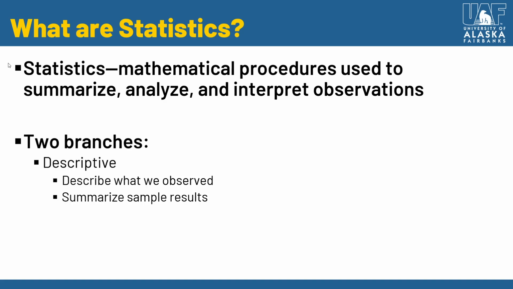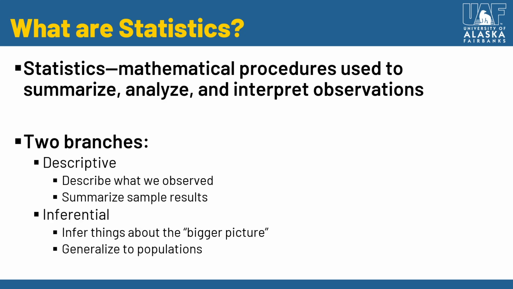And there are two branches within this. It's not super important to know the difference, but it's worth mentioning. Descriptive statistics basically are what they sound like. We're just describing things, right? So what we observe, we're summarizing sample results. We'll talk about samples and populations in a second. Inferential statistics then are used to infer things about the bigger picture or generalize to populations.